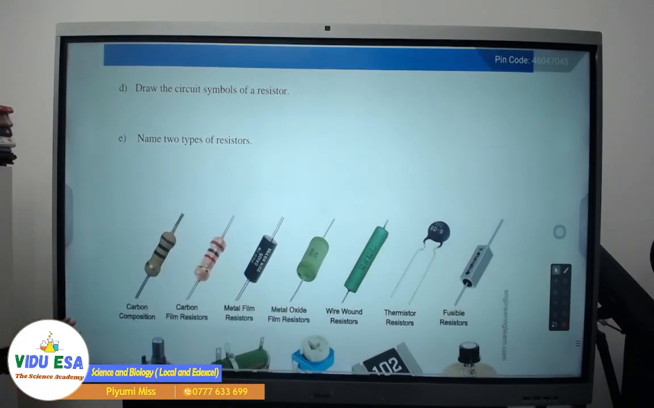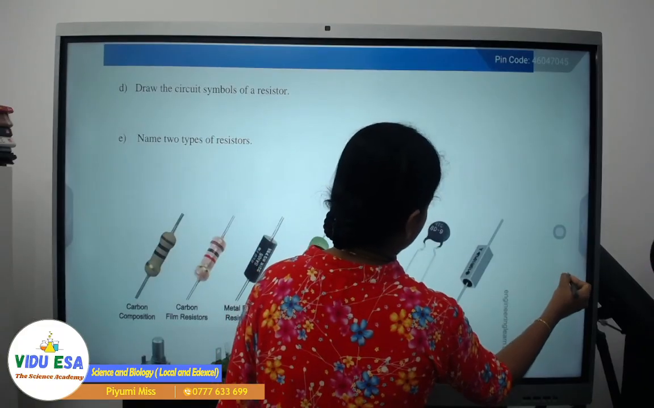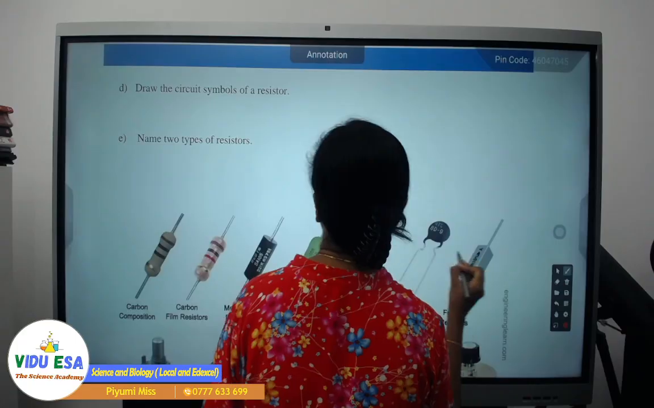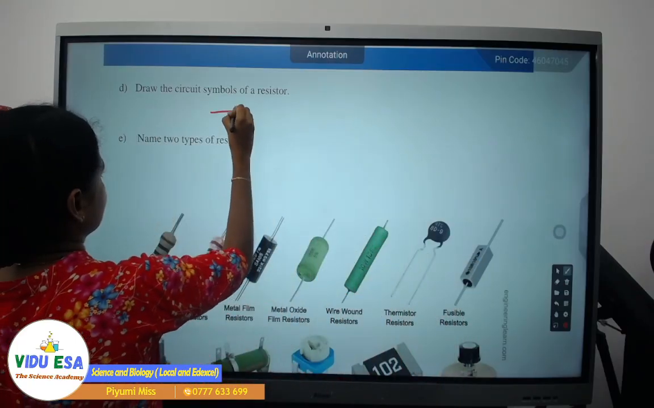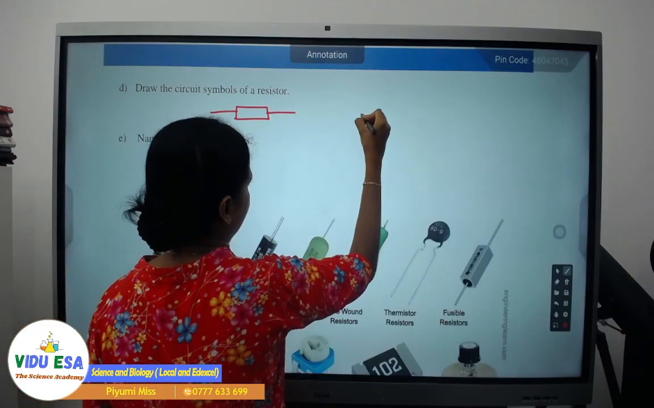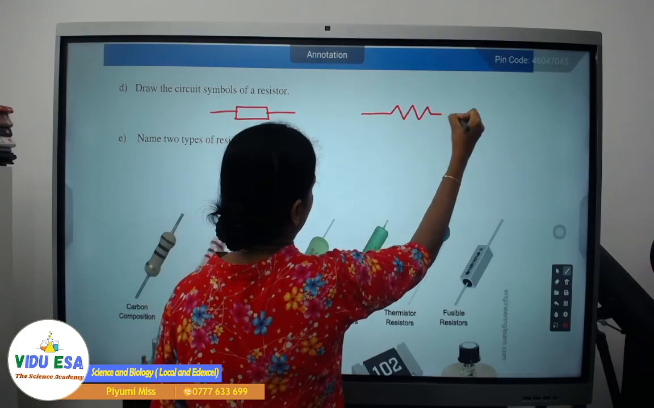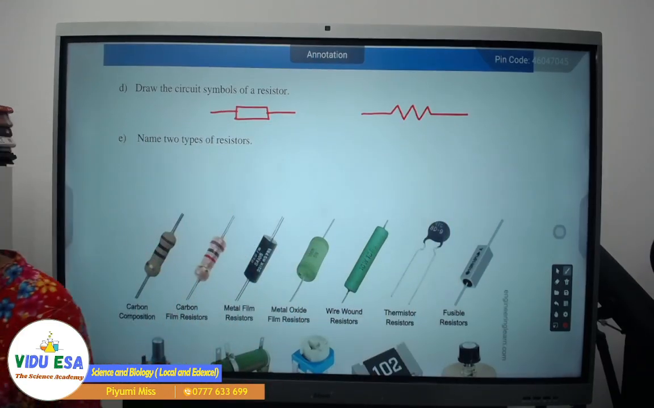Okay. Draw the circuit symbol of a resistor. Circuit symbol of a resistor. So in some of the books you will find it like this. In some of the books you will find it like this. Both are correct, right? The circuit symbol of a resistor.